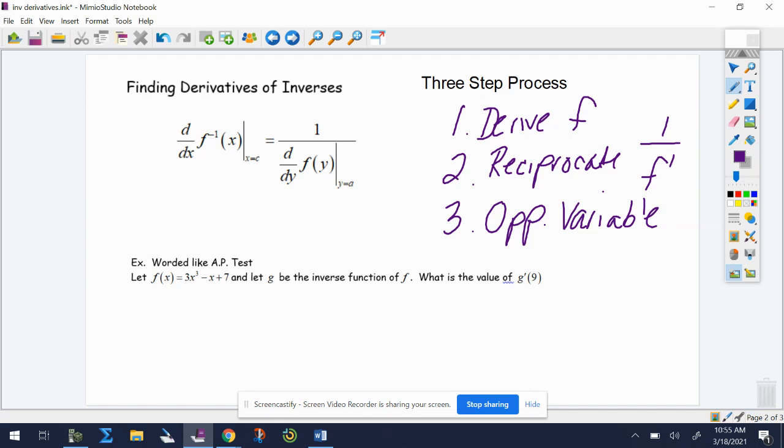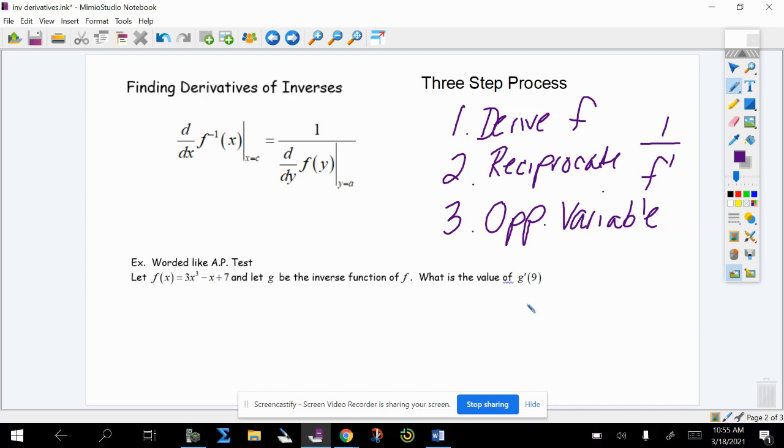So I'm going to show you this one that's worded like the AP test, and then I'm going to show you ones that are on Delta Math that I feel like are nice ones to look at that kind of ask the same thing. So here's the way that they'll be worded. It'll tell you that f is equal to some function, and then they'll say g is its inverse, again, so it's not using complicated symbols. And it wants to know the value of the derivative at 9. These are always numeric problems, meaning you're going to get a numeric answer.